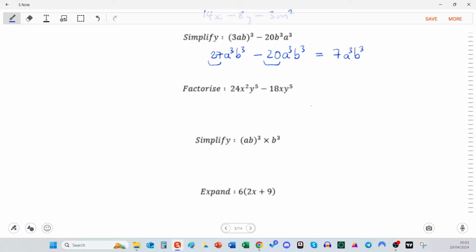Factorize. Factorize means you're going to write this as a product, as two things multiplied together. The easiest way to do this is to look at common factors of both. The most primitive, first principles way of doing this is to write prime factors. So let's do it for once. 24 can be written in prime factors as 2 times 2 times, so that's 4 times 6, so that's 2 times 3.